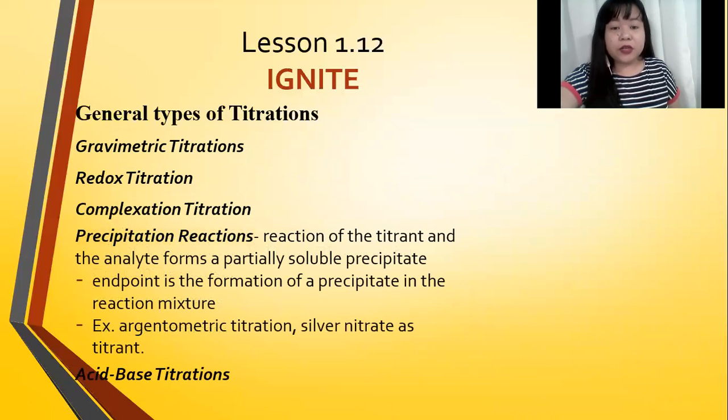Next, precipitation reactions involve the reaction of the titrant and the analyte forming a partially soluble precipitate. When we say that the precipitate is partially soluble, we usually take it to mean that, in all practical sense, it's insoluble. And the endpoint is the formation of a precipitate in the reaction mixture. An example is argentometric titration with silver nitrate.